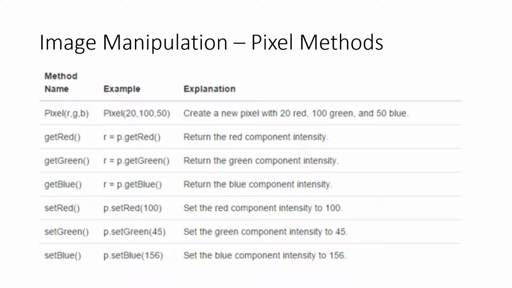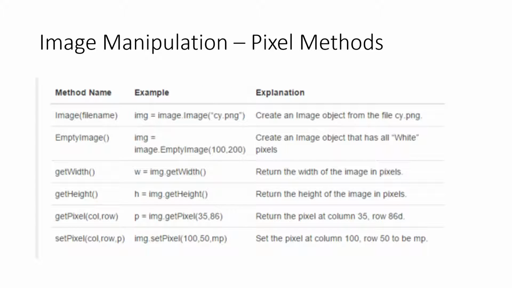To manipulate an image, once an image is loaded in, you can use this list of methods as a reference to figure out what you can do. So you can reference an individual pixel and get its red, green, or blue values, or set its red, green, or blue values. If you want to manipulate full image files, this is a list of methods you can do that. And these references are found in your textbook as well.